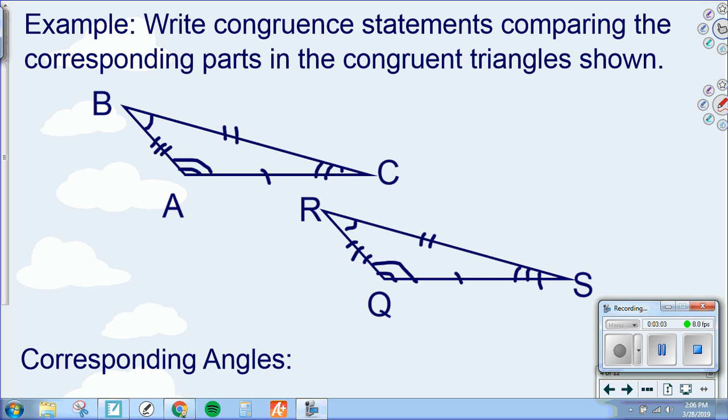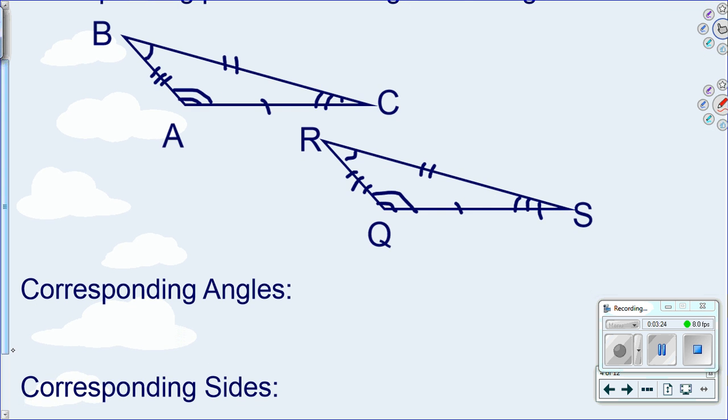Okay, so how many pairs of corresponding angles are we going to have? How many pairs? 3. We're going to have 3 because the triangle has 3 angles. How many pairs of corresponding sides are we going to have? 3. There are 3 sides to a triangle. Okay, so let's first start with our angles.